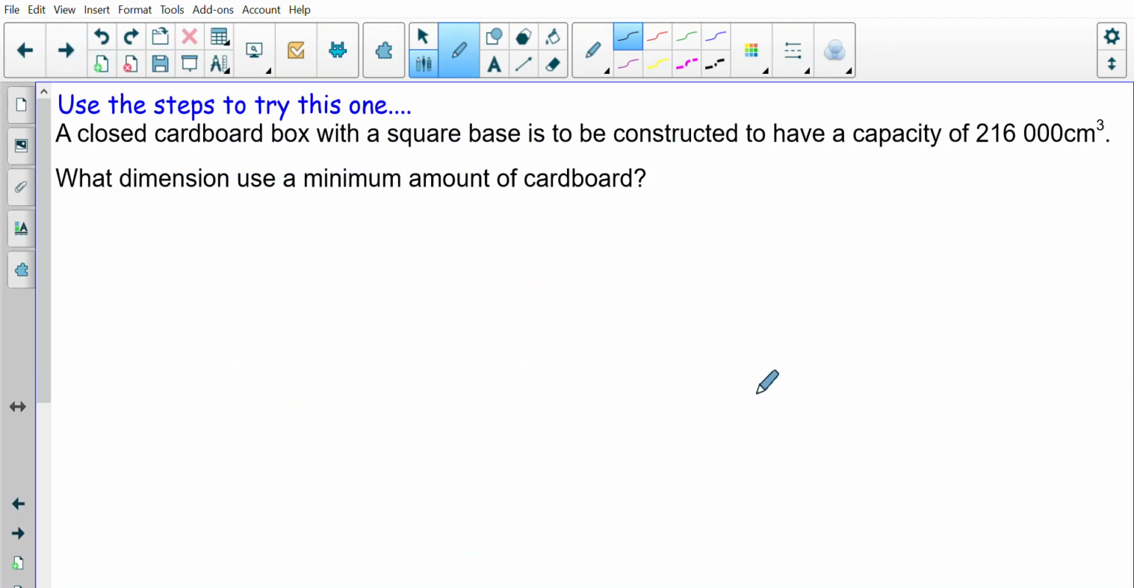So this is your question. I want you to use the steps from this previous slide and from your note sheet, and work through them to have a go at this question. So pause the video now and try that, and once you're done, you can start the video again and I will show you the workings for this question.